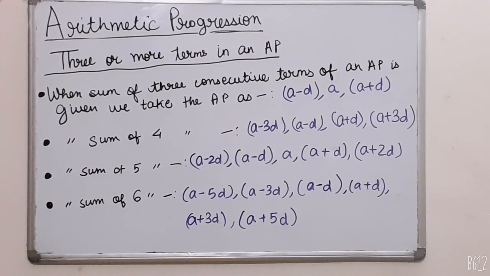Now, 3 or more terms in an AP. When the sum of 3 consecutive terms of an AP is given, we take the AP as a minus d, a, a plus d. Similarly, for the sum of 4 consecutive terms of an AP, we take the series as a minus 3d, a minus d, a plus d, a plus 3d. Similarly for 5 and similarly for 6. Let's understand this with the help of a question.